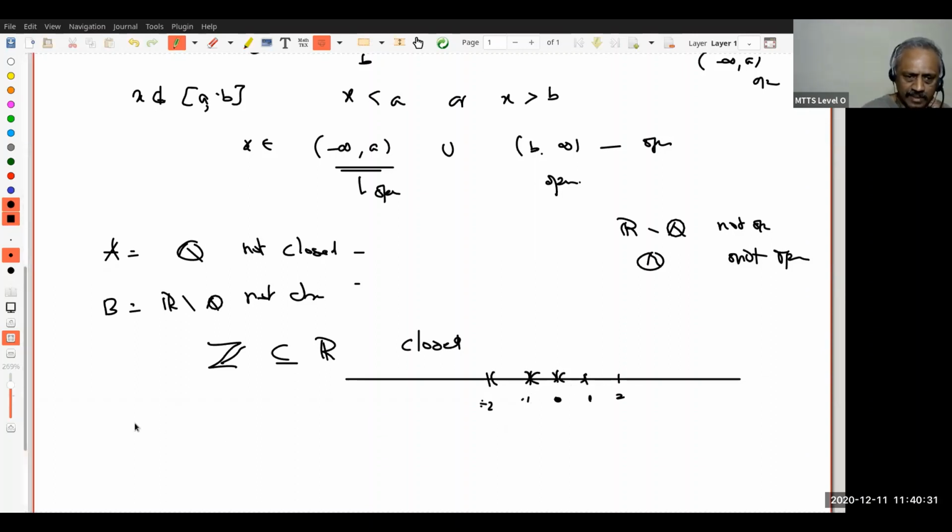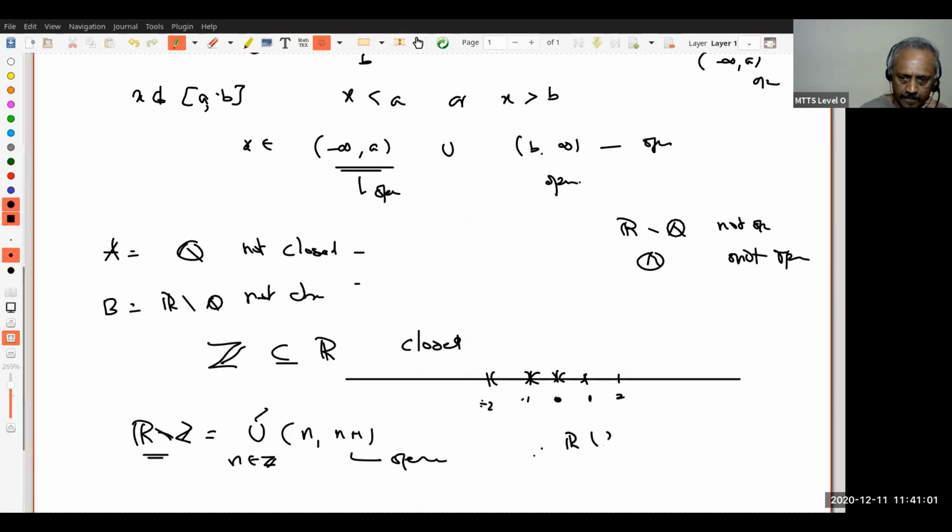So what is the complement? R minus Z, that is the complement of Z in R, is the union of, what does it start from? (n, n+1) where n varies over Z. Do you understand this? All open intervals. Now we know these are open intervals and hence open. And this is an arbitrary union, in fact a countably infinite union. But anyway, it's a union of open intervals. Therefore, R minus Z is open. Right? So this way Z is closed. Yeah? Have you understood this? Okay.